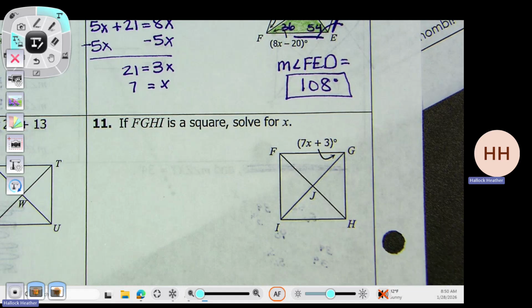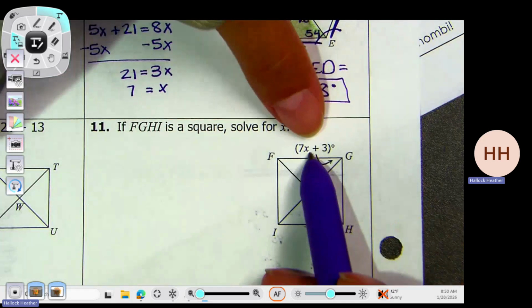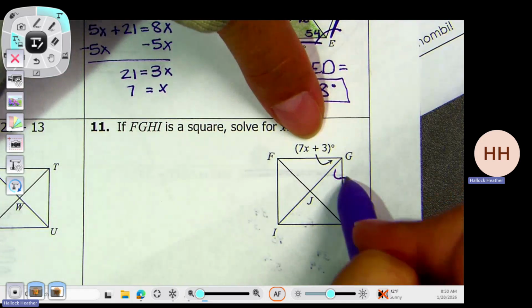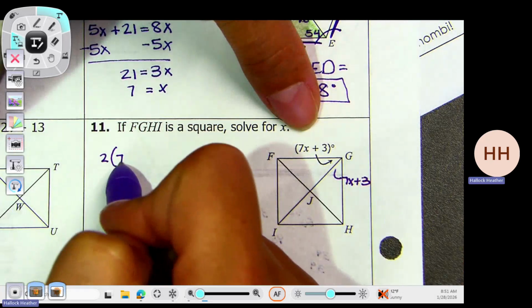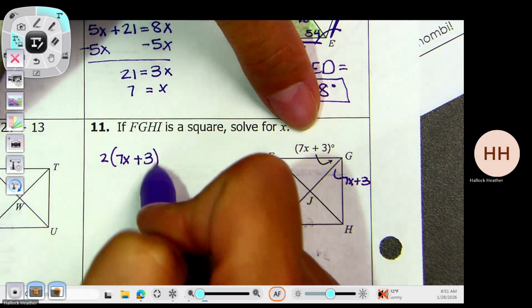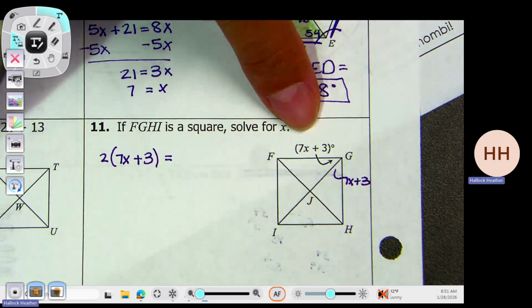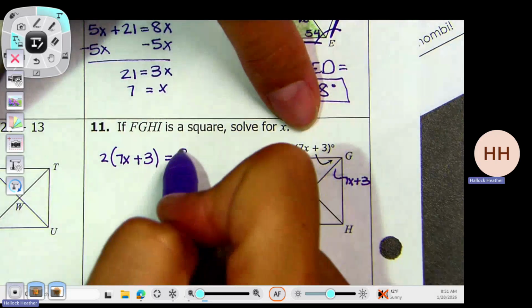What do you do? Like add it twice? Yeah, just double. You could double it. Okay, so if this is 7x plus 3, this is also 7x plus 3. So you could double it or add it twice and equal it to the whole corner. A whole corner is 90.